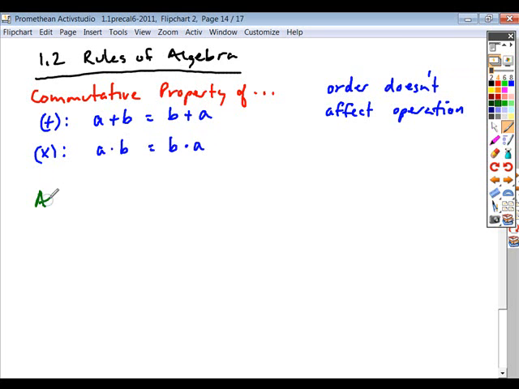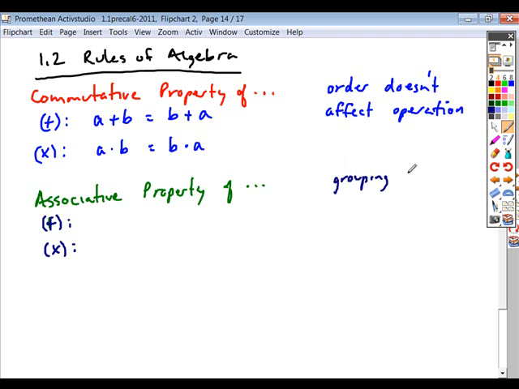Right, a second property to be aware of is called the associative property. Once again, this applies to both addition and multiplication. When you're looking at the associative property, what that states is that it doesn't affect the order. The order is going to stay the same, but the grouping isn't going to affect the operation.